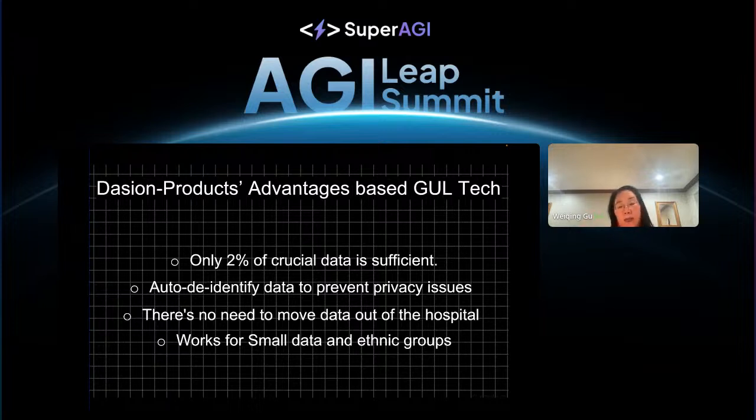Then it works for small data and ethnic groups. So 2% of the data, compared to this box, is just this small. All the other data isn't needed, just use this one. So it's also more accurate than deep learning.